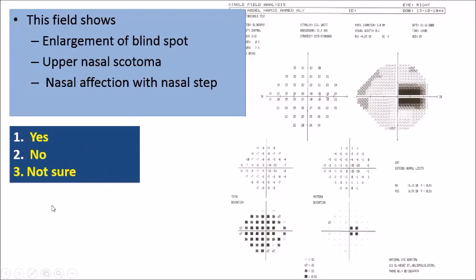This slide shows a field of vision, and my question is, does this field of vision show enlargement of the blind spot, upper nasal scotoma, nasal affection with nasal step? The possibilities for you to answer are yes, no, or not sure. So I'm going to show you now the voting. Now you are free to start voting.